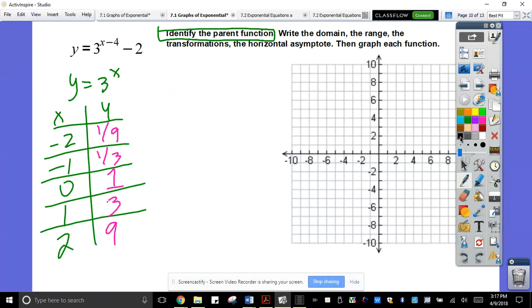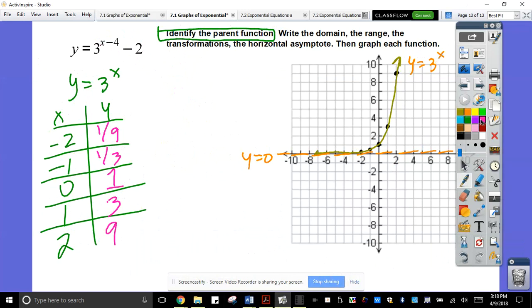Let's graph it. 1/9 is right here, 1/3, 1, 3, and 9. And the graph of our parent function is like this, wherein the horizontal asymptote is the orange one, y is equal to 0. This is y equals 3 to the x.